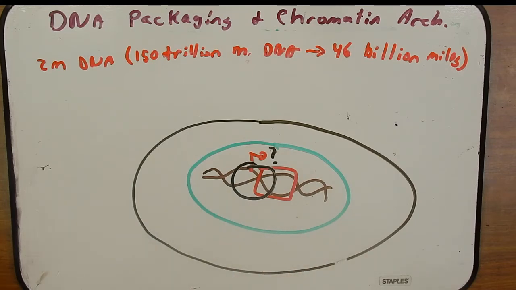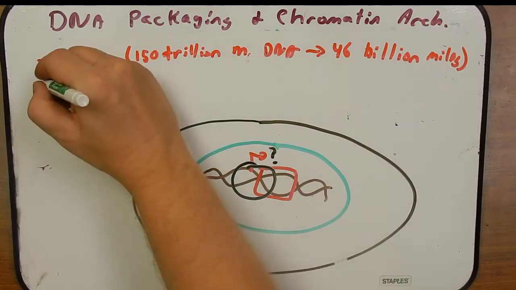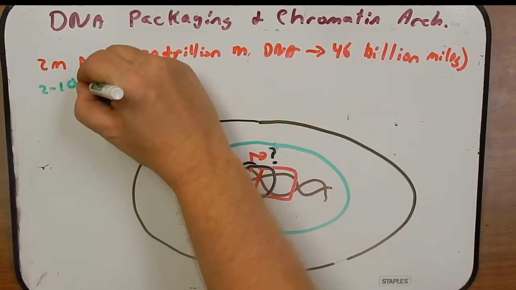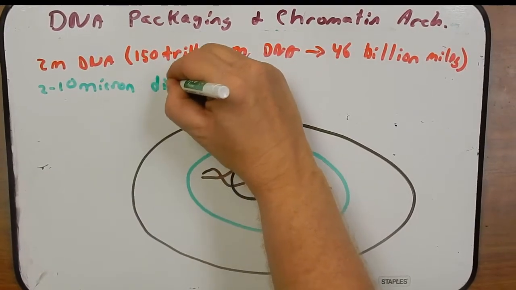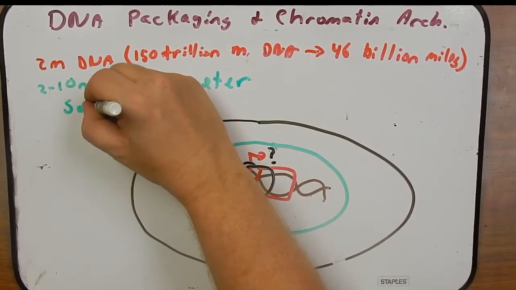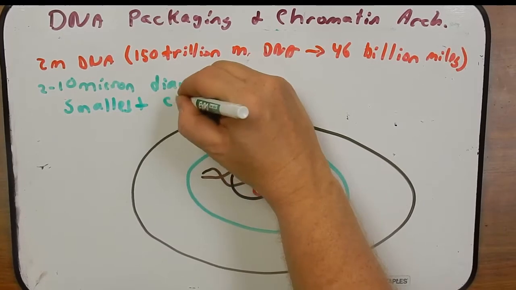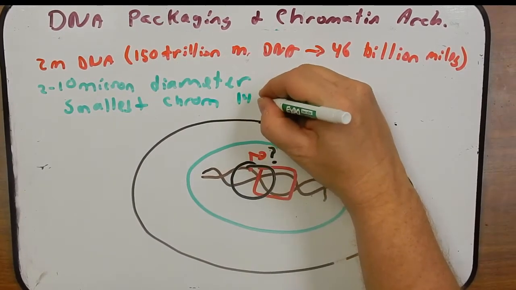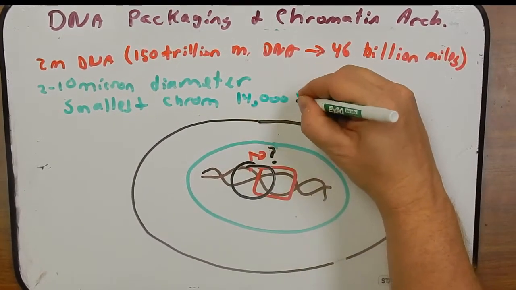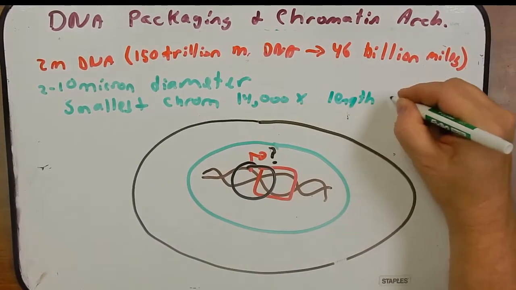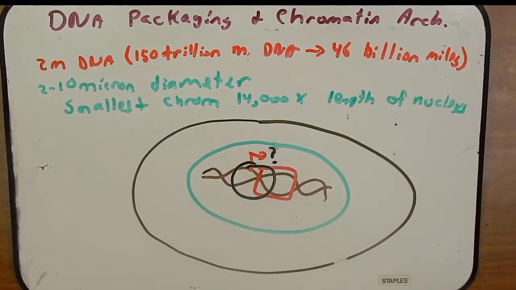Another way to look at this is that this nucleus is about 2 to 10 microns in diameter. The smallest human chromosome is 14,000 times the length of the nucleus. And that's just one chromosome. We got to get them all in there. So let's start trying to understand how that's going to happen.